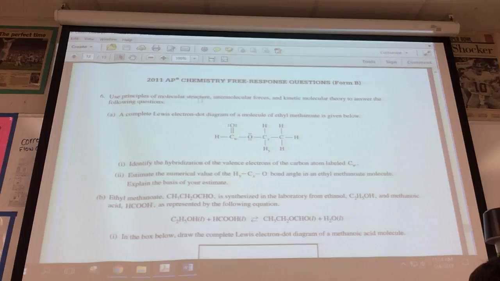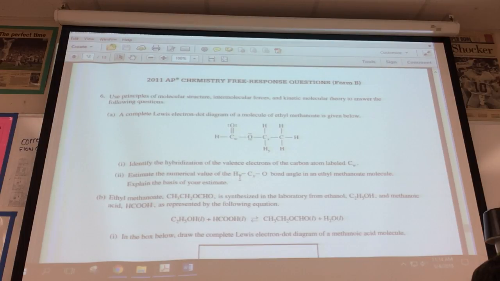Use principles of molecular structure, IMF, and kinetic molecular theory to answer. A complete Lewis electron dot diagram of the molecule ethyl methanoate is given. Identify the hybridization of the valence electrons in C. So hybridization there, count your electron groups, and you have what? sp2 is correct. You have 1, 2, 3 electron groups. So that would be sp2.